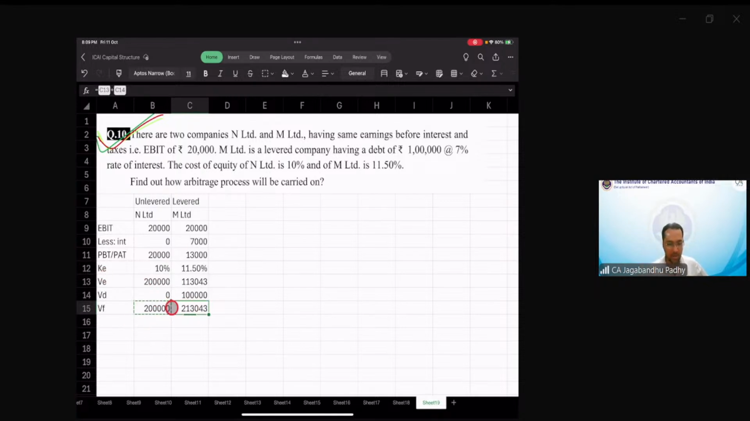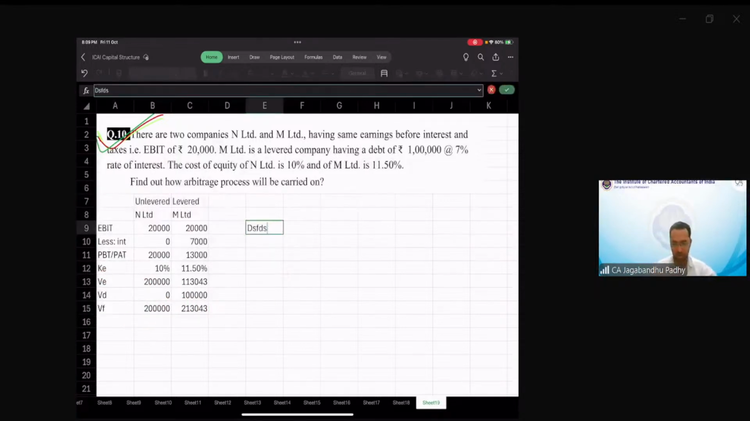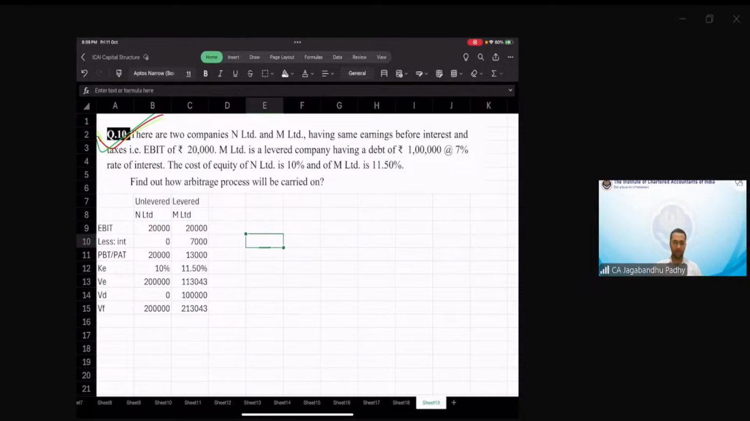But do we see the similarity? No. The values are essentially not the same. The value of both the firms is not the same. So how do we go about understanding the aspect of levered and unlevered and other aspects? Okay. Both the firms are not the same, so there will be something called arbitrage.